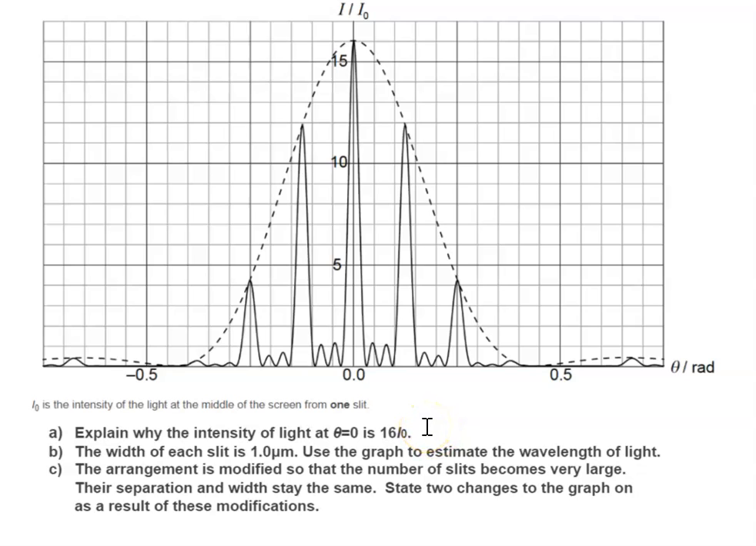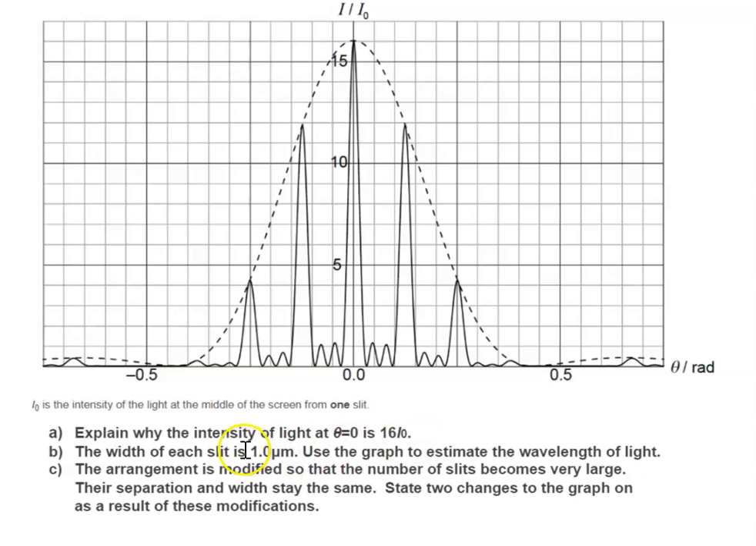Yeah, I think that's about it. You might mention constructive interference. They're mentioning theta equals 0, so you might say something about all the path lengths being the same, or that they're all in phase, some kind of statement about that.